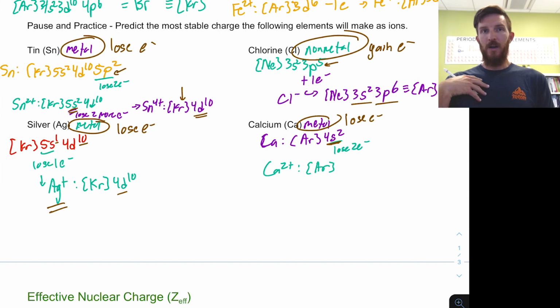So we'll see here, when we're gaining or losing these electrons, we need to look at our electron configuration, where those electrons are occupied, and then identify, based upon whether it's a non-metal or metal, what charge we would have.